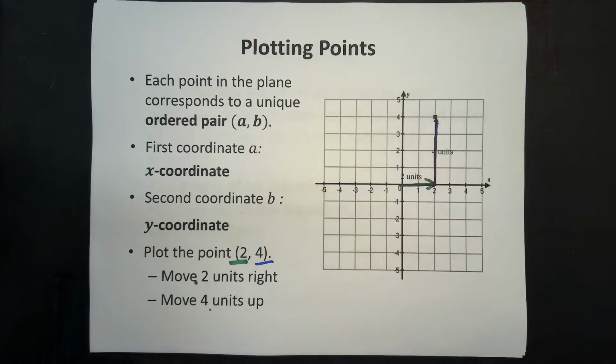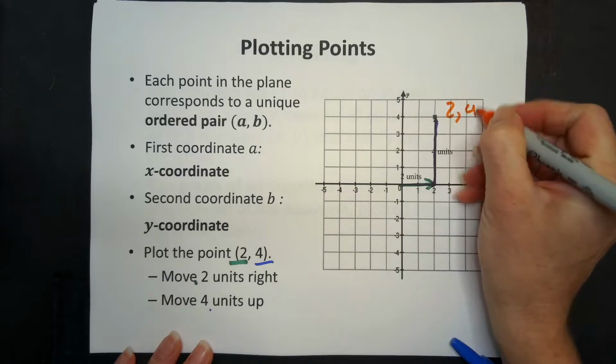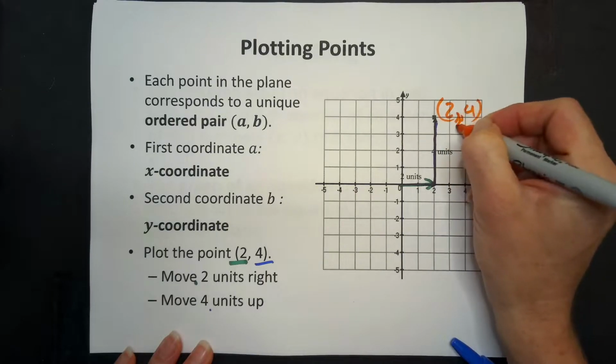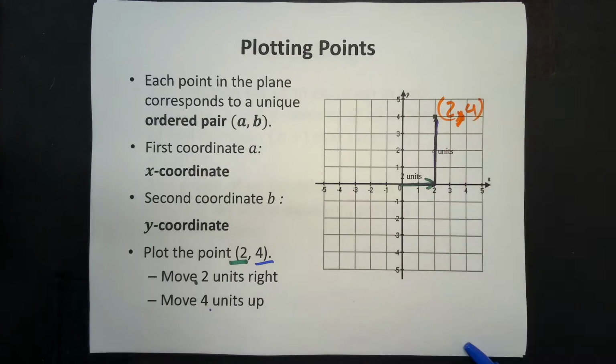And that'll give us the point (2, 4). Now, normally we don't draw these lines right here when we just plot the point. We don't actually draw the lines when we're plotting the point.